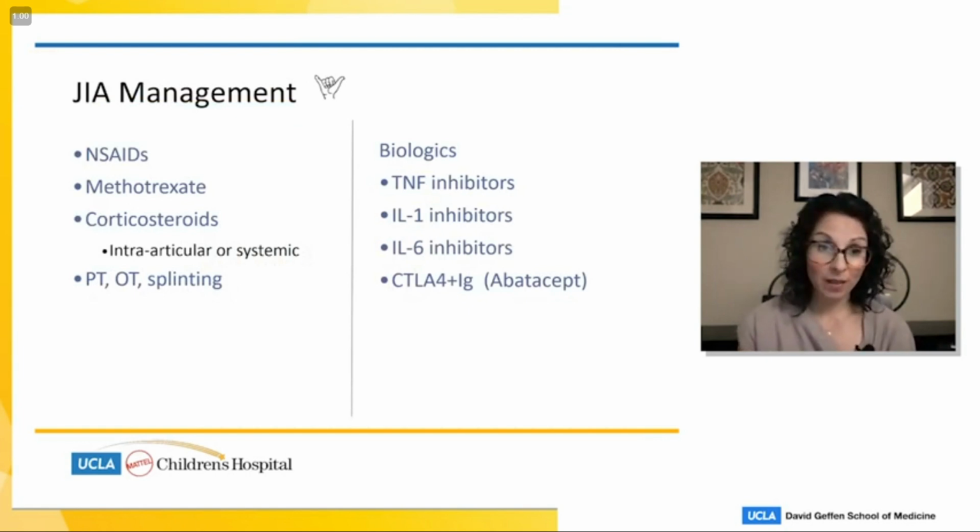What do you do for these patients? Well, we're here to help you, pediatric rheumatology. But you can start off with some non-steroidal anti-inflammatories. I like using naproxen. It's a BID dosing. You can use 10 milligrams per kilogram.